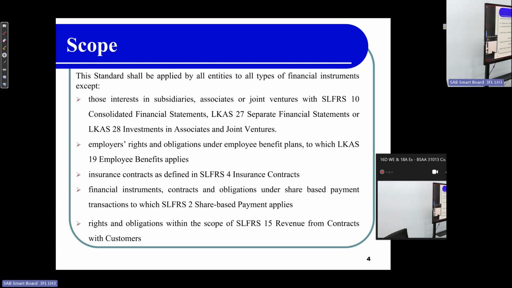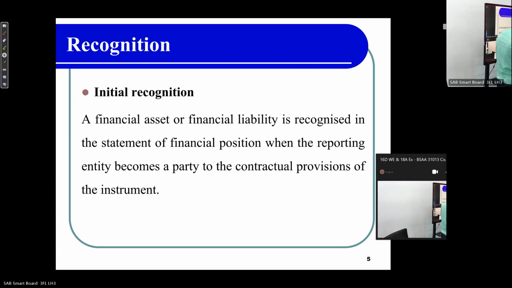SLFRS 9 shall be applied by all entities to all types of financial instruments except these. These standards explain financial instrument related things, but those are covered under their respective standards, not SLFRS 9. Did you understand? Next. Already you are aware, financial assets, financial liabilities, financial equity. Financial equity is a balancing figure, assets minus liability. So we should focus on financial assets and financial liabilities. SLFRS 15, revenue from contracts with customers, right? Okay.